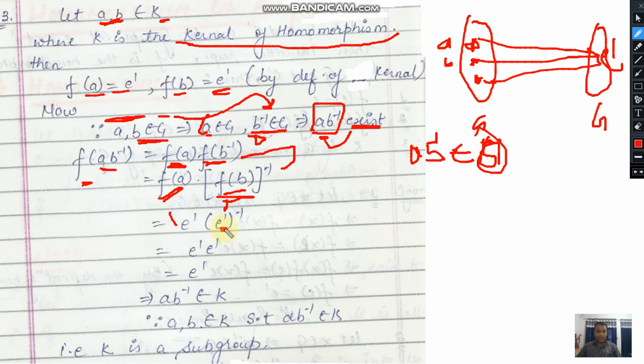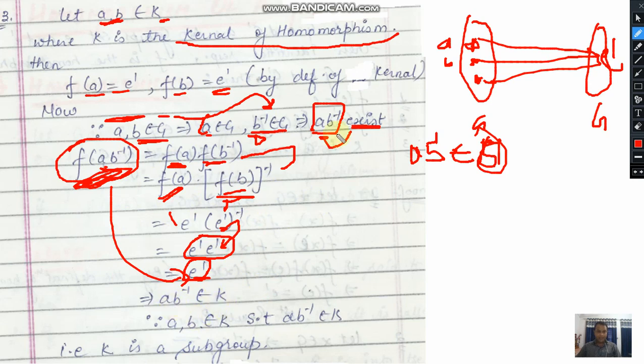And we know that the inverse of identity is itself identity. Identity is always its own inverse. So the composition of E dash and E dash will again be equal to E dash. It means A B inverse is being mapped onto E dash. Please note it carefully, F of A B inverse is equivalent to E dash, and E dash is available in G dash. So we can say that F of A B inverse is available in G dash.